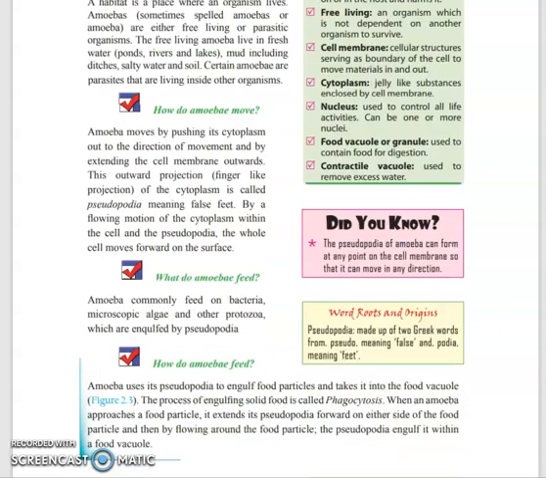Now, what do amoeba feed on? They commonly feed on bacteria, microscopic algae, and other protozoa. So other unicellular organisms or bacteria, microscopic algae, they feed on these. And they engulf them by the pseudopodia, this site of locomotion. Sorry for the pronunciation, pseudo means false and podia means feet, so false feet like we've said over here.